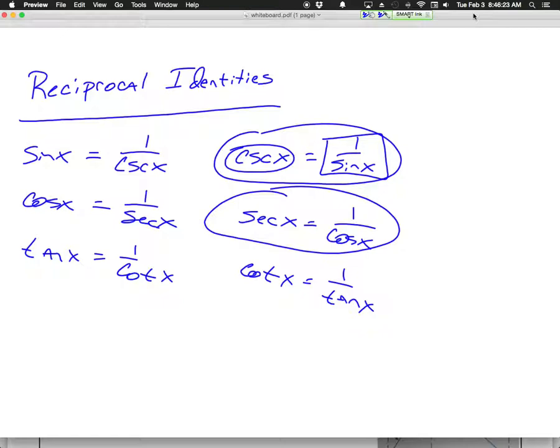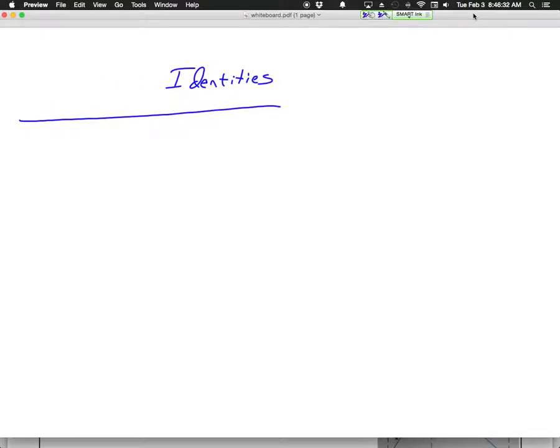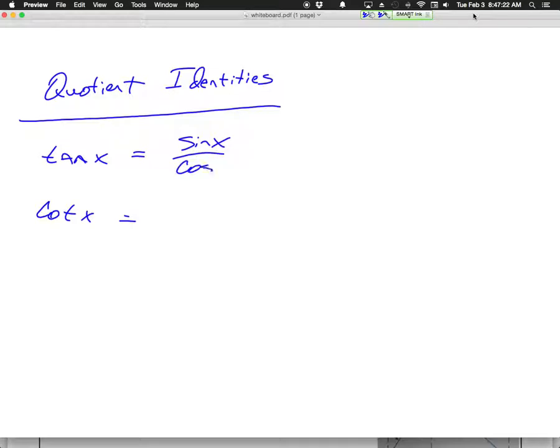The next identities are called the quotient identities, and there are two of them. What does the word quotient mean to you? Division. Some type of division. So they're going to be tangent equals something and cotangent equals something. What do you know tangent equals? That's a fraction. What trig function relates to opposite? Sine. And what trig function relates to adjacent? Cosine. Tangent is equal to sine over cosine.